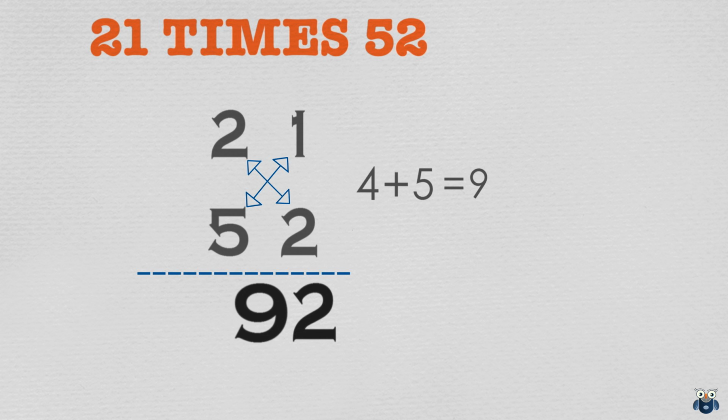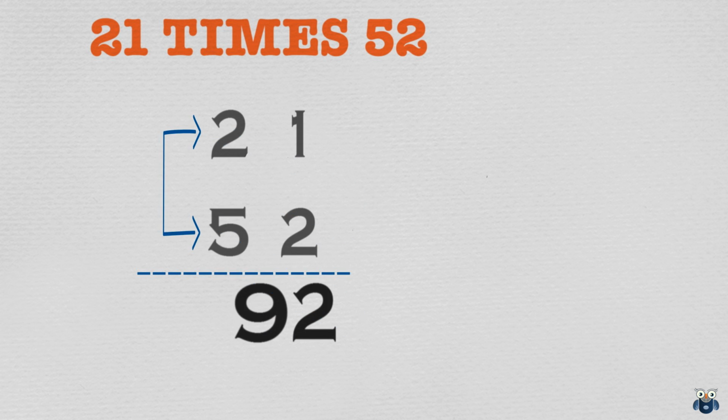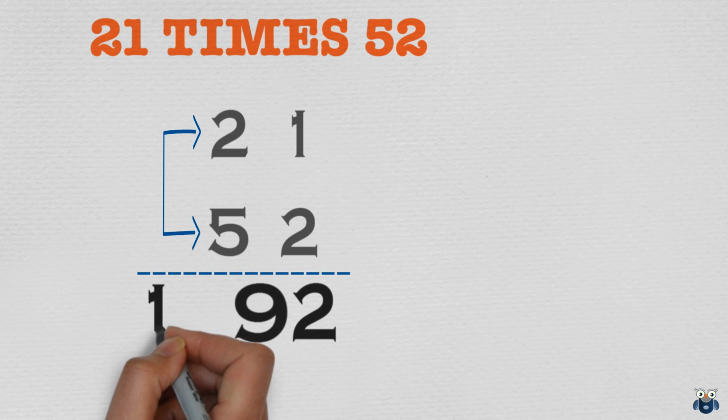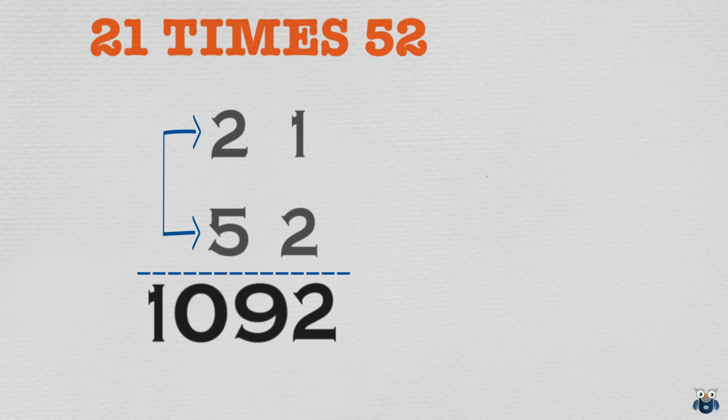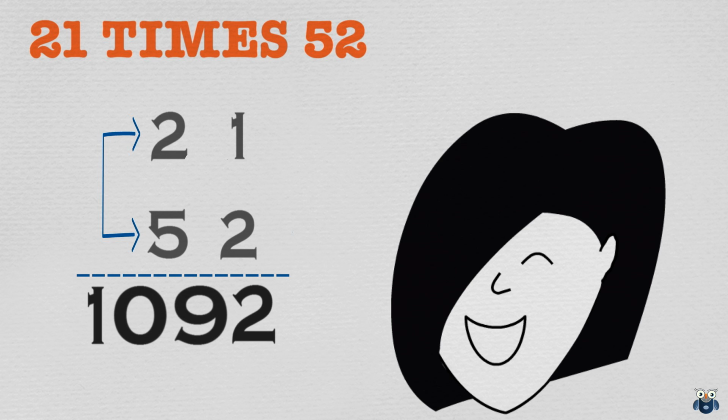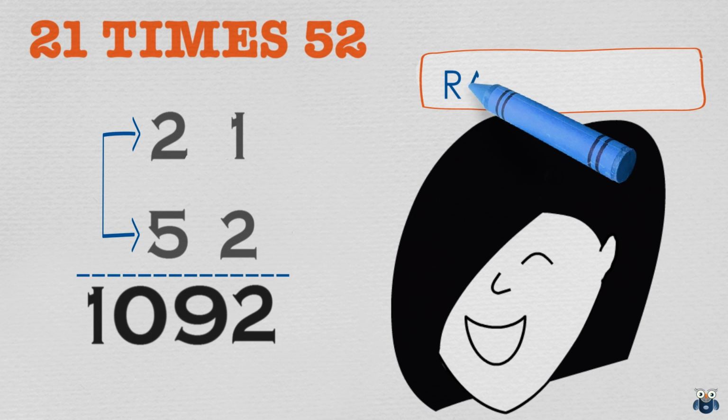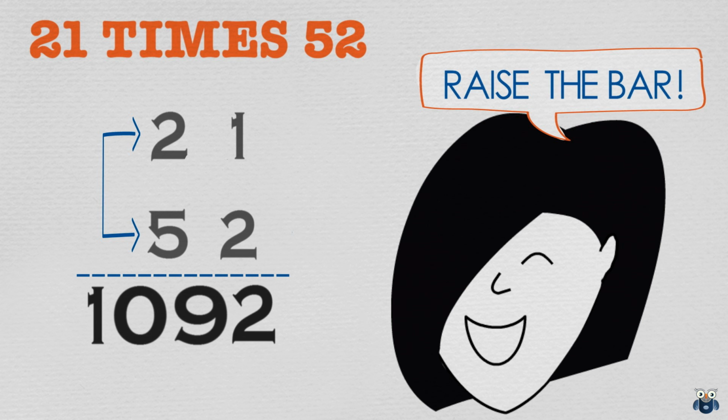Let's write the result. And finally, we multiply the numbers on the left. 2 times 5 is 10. That gives us 1092, which is the correct answer. I hope these two examples have given you an idea of the concept. So let's tackle a slightly tougher question, shall we?